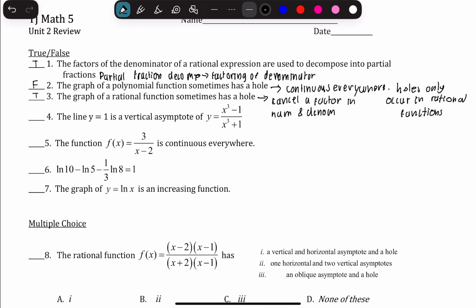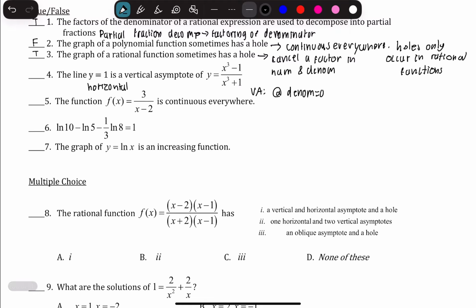The line y is equal to 1 is a vertical asymptote of x cubed minus 1 divided by x cubed plus 1. This is wrong because this is a horizontal line, because the height will always be 1. The vertical asymptotes are when the denominator is equal to 0. Next, f of x is equal to 3 divided by x minus 2 and is continuous everywhere. This is false as well because it's undefined at x equals 2, and that's not everywhere, so that's false.